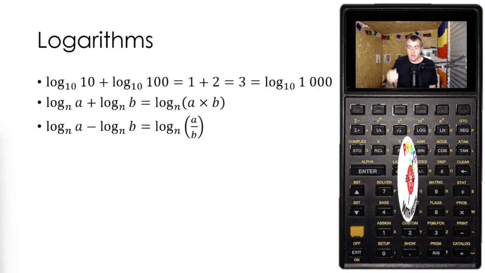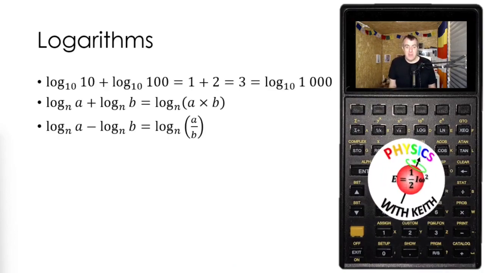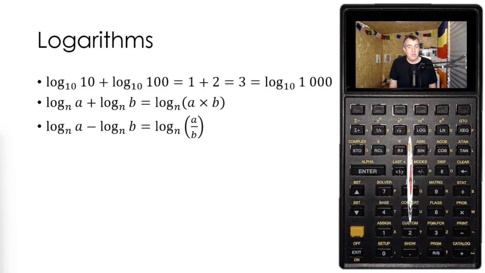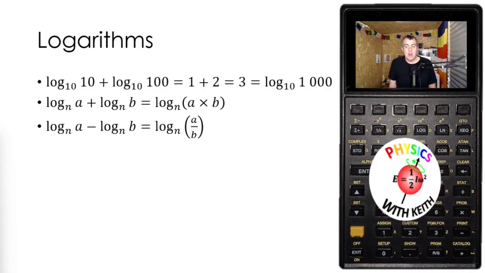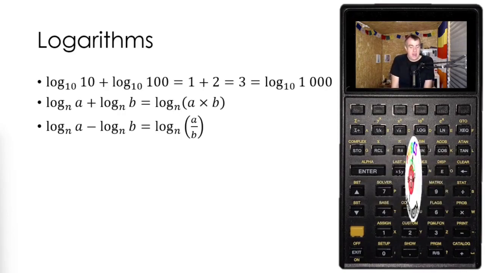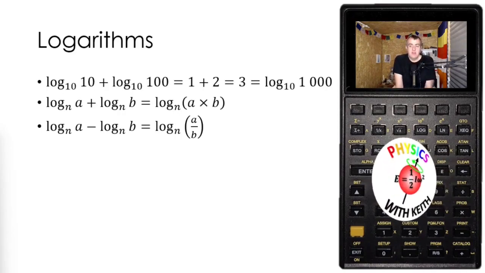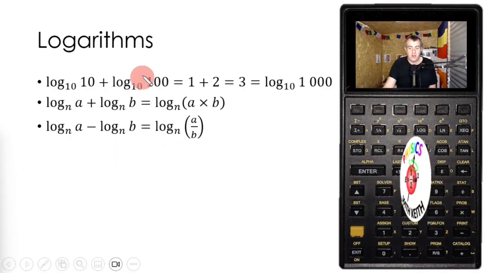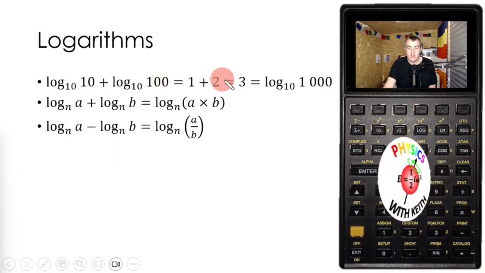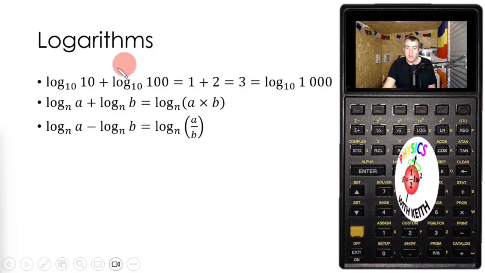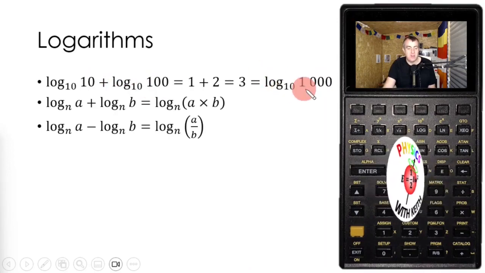Does it work with anything else? Well, yes. Do you remember our laws of indices where we were adding logarithms? It works here as well. Okay, so log with a base 10 of 10, that's just 1. Log with a base 10 of 100, that's just 2. And what's 1 plus 2? That's 3. That's log with a base 10 of 1,000. Well, 1,000 is 10 times 100.